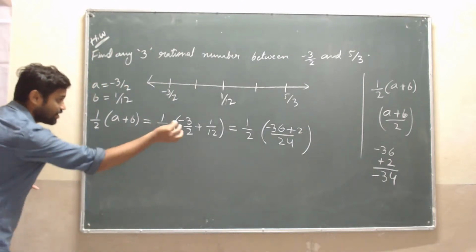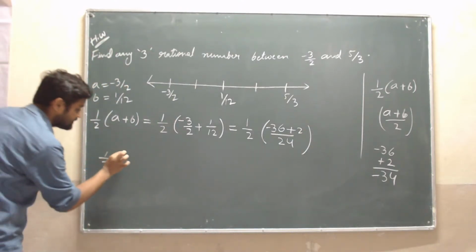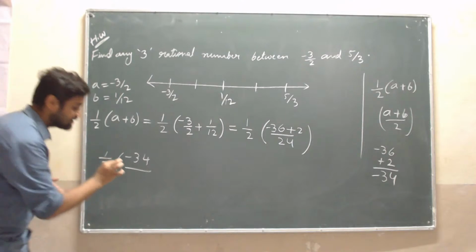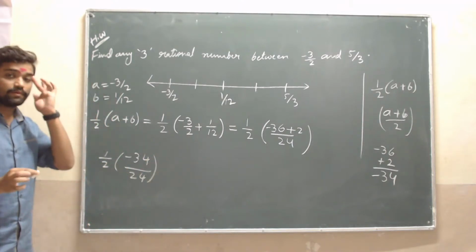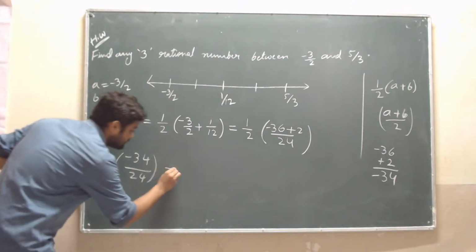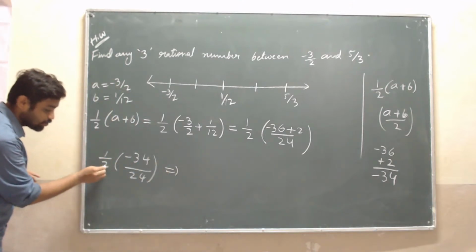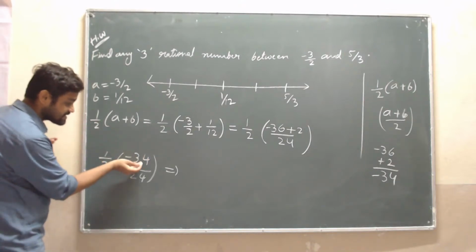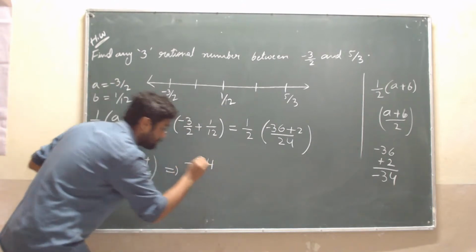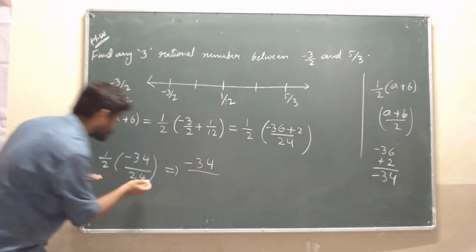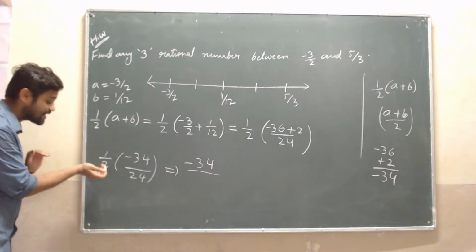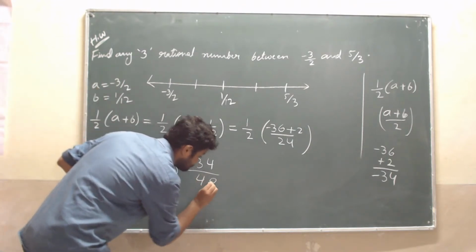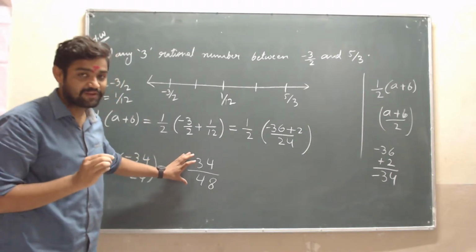See here, I will substitute 1 by 2 as it is. Then minus 36 plus 2, that is minus 34, divided by 24. Okay, then solve it. Minus 34 into 1 is minus 34 only. And 24 twos are 48, because we have to multiply numerator to numerator as well as denominator to denominator. Again, we have to simplify this one.